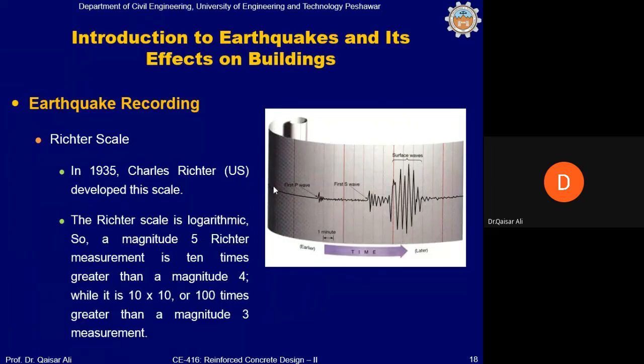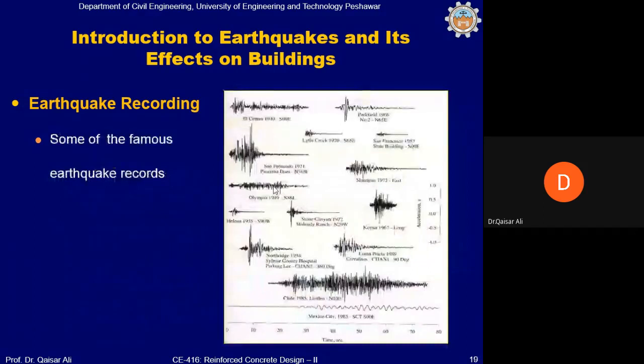You know about the Richter scale. Richter is the name of the scientist who developed this scale in 1935. The Richter scale is logarithmic in nature. A magnitude 5 Richter measurement is 10 times greater than a magnitude 4, while it is 100 times greater than a magnitude 3 measurement. Just for the sake of completion, we have included these basic concepts in our lecture.